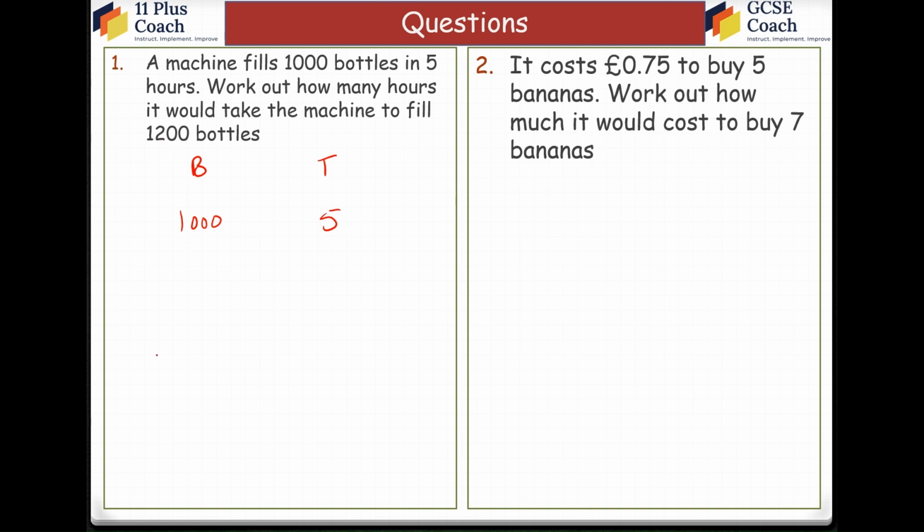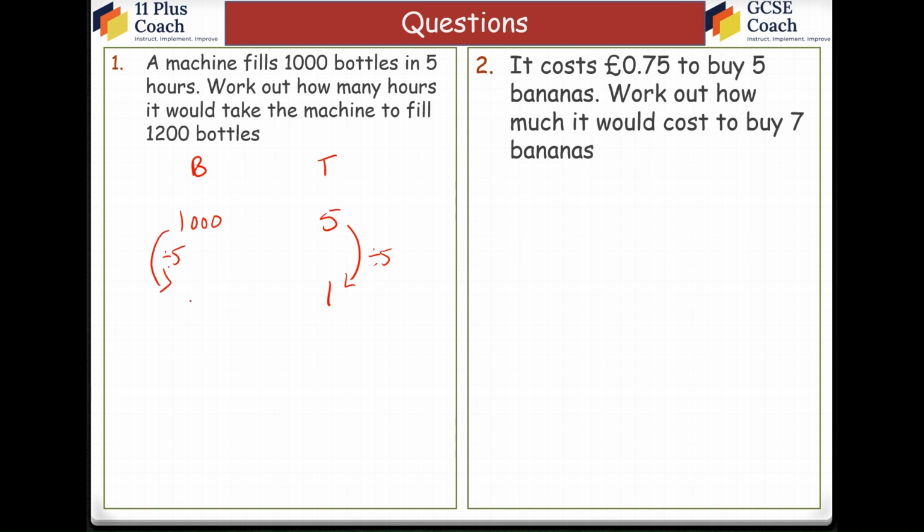Now, from 1,000 to 1,200, again, it's not very easy to times or divide by a number to go to 1,200. So I can go to a number that can take me to 1,200. In this case, I need to keep an eye on the time as well, so I don't want to go to a number which might be harder to work out. It'd be easier to get to 1 hour. So if it fills 1,000 bottles in 5 hours, then for 1 hour, I divide by 5, and I divide the bottles by 5 as well.